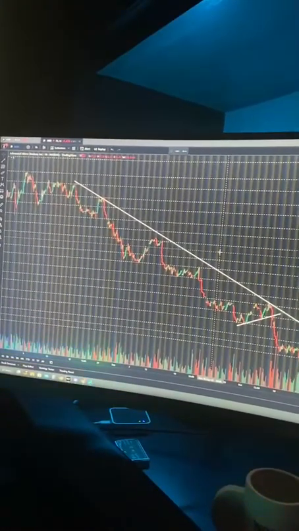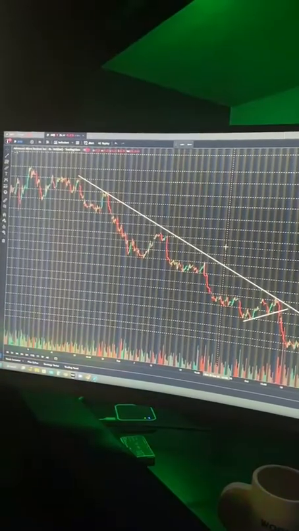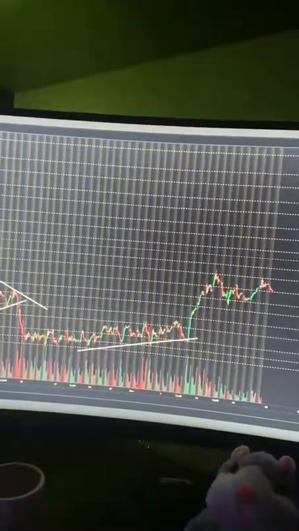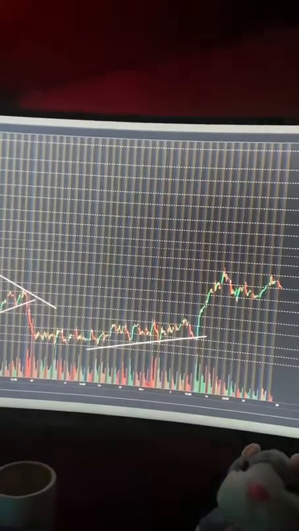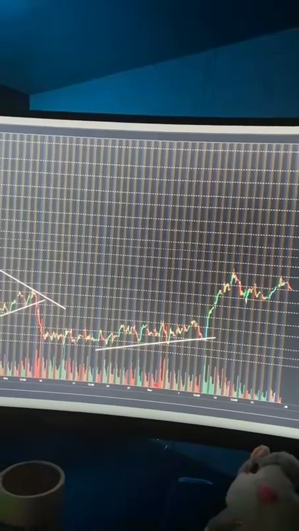Now, I just wanted to touch base on this very briefly so you guys aren't confused. There's two types of support and resistance. We have static support and resistance and dynamic support and resistance. If you don't remember from when you learned in school, static means that it stays the same. Dynamic means that it's changing.